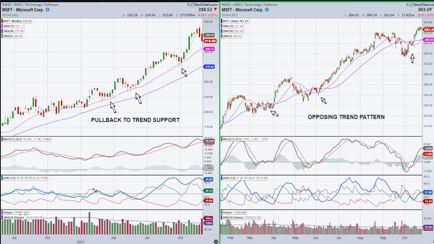It was also confirmed by ADX, the blue line here. And it doesn't have to make a higher high. It just needs to make a peak above this 25 line. If we have that, we have confirmation, both MACD and ADX, that we can play a pullback to trend support. So we're looking for that criteria on the higher time frame.